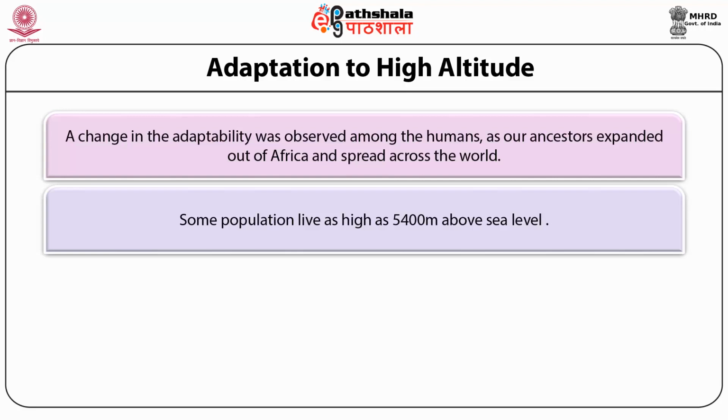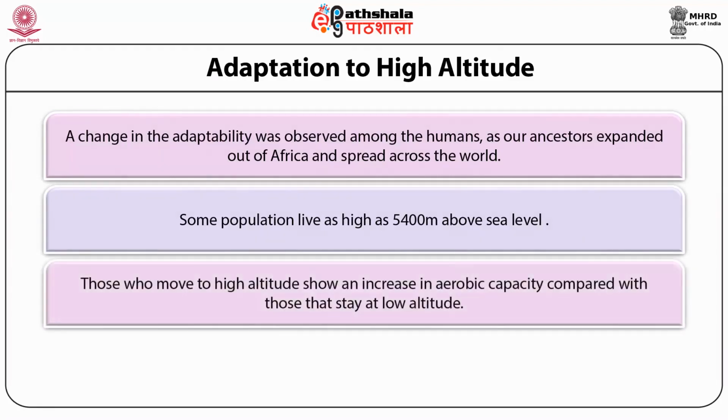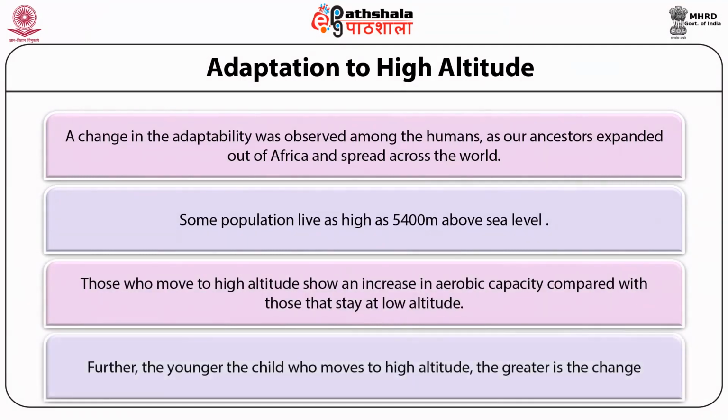Some adaptation occurs in infants and children who move to high altitude through a process known as developmental acclimatization, where there are changes in the body during the growth process when adapting to an environmental stress. Those who move to high altitude show an increase in aerobic capacity compared with those who stay at low altitude. Further, the younger the children who move to high altitude, the greater the chance of their being adapted to the high altitude.